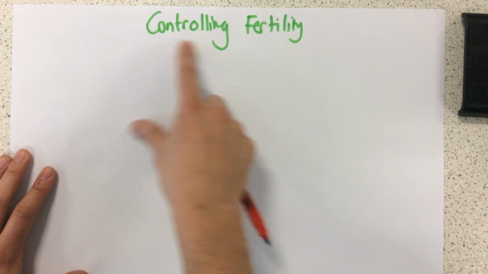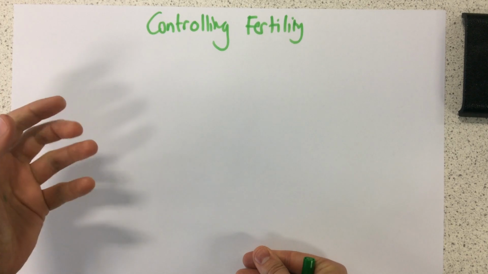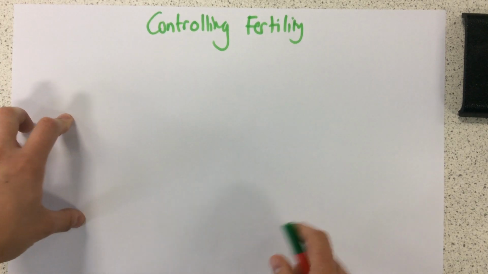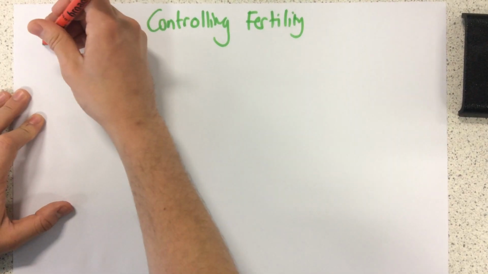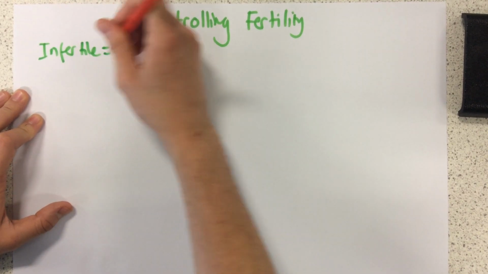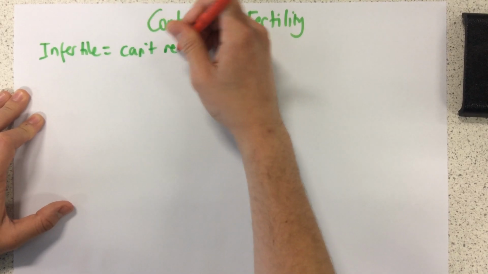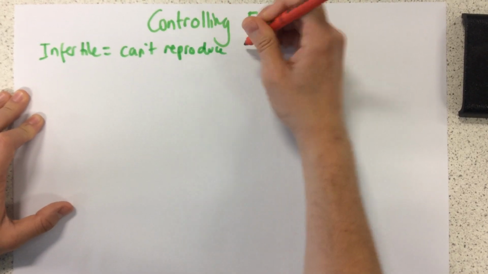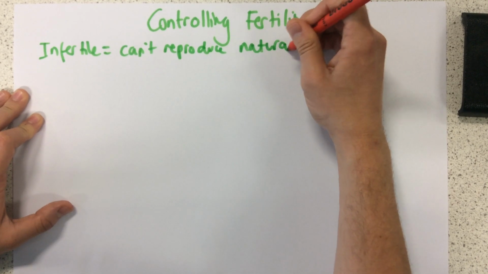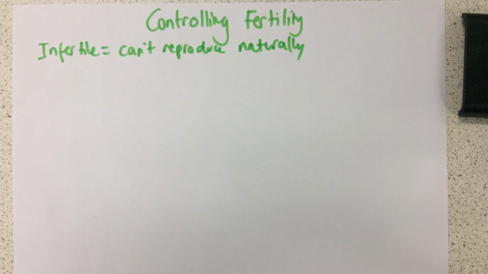Okay, today we're going to talk about controlling fertility. We're going to look at methods to treat infertility, and we're going to look at contraceptives as well. So first of all, infertility: if you're infertile, it means that you can't reproduce naturally. There might be several different reasons for this, but we're going to learn about a couple of things which can be done in case people are infertile.